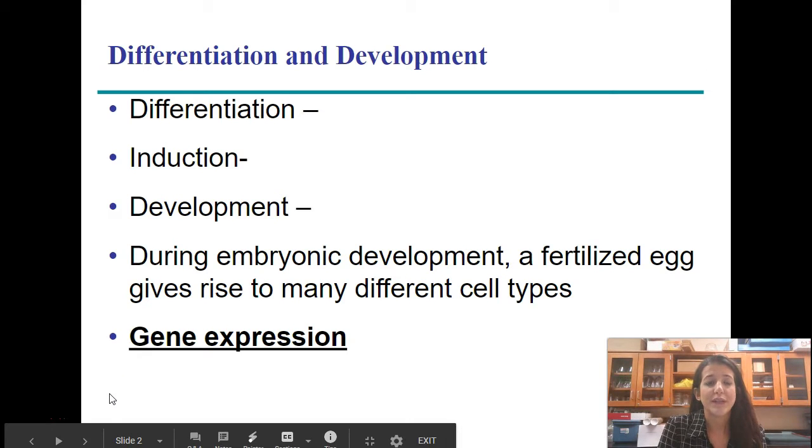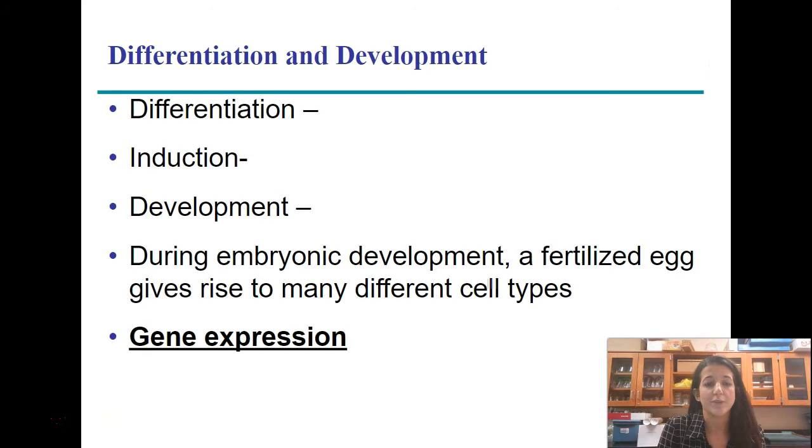So to go through this video, we need to have a little background knowledge, so some terminology. So the first thing is differentiation. So differentiation is just going to be cells changing from one type of cell into another. So they're going from a less specialized state into a more specialized state. And this happens because of induction. So they're being induced somehow, those cells.